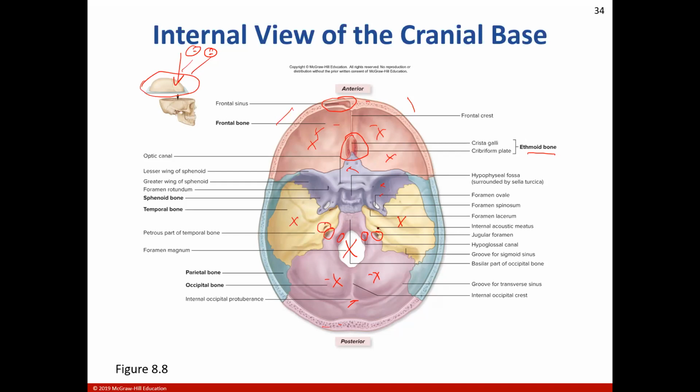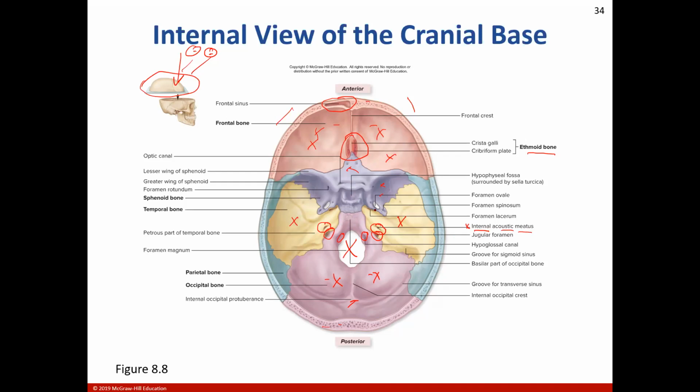And I'm going to ask you this one. Remember the external acoustic meatus? Well, this is the inside of the petrous portion of the temporal bone. So now we're looking at the internal acoustic meatus on both sides. It's paired. So the only foramen that's not paired is the foramen magnum, like I said.